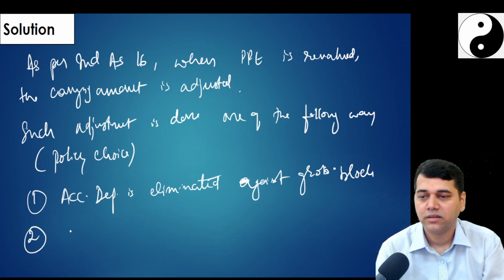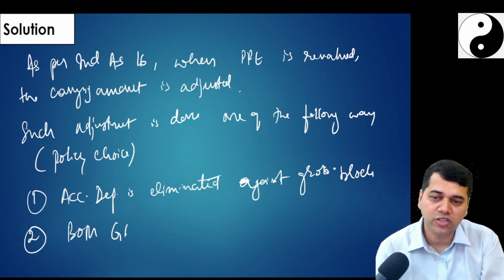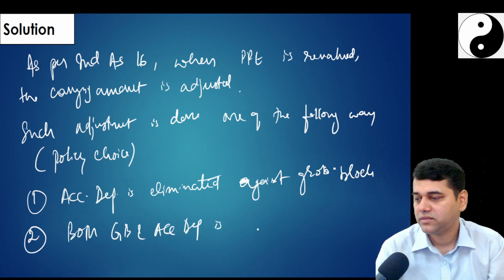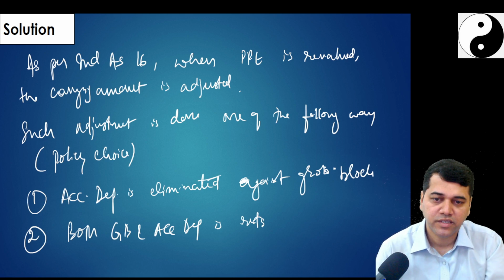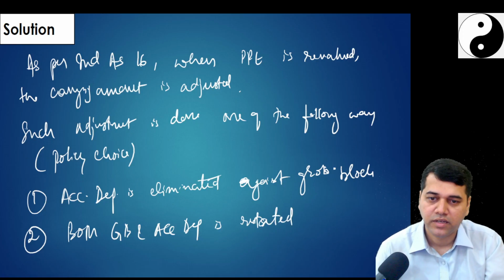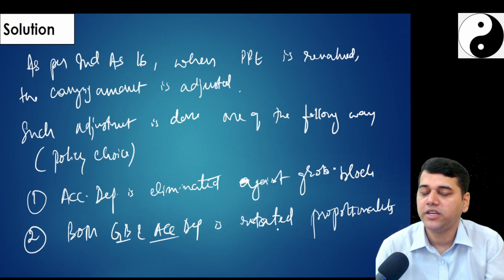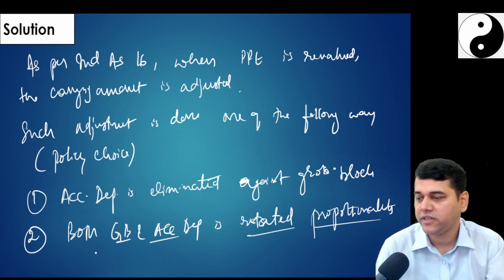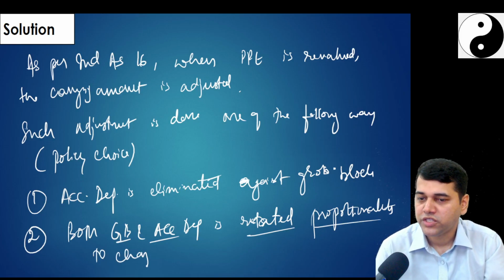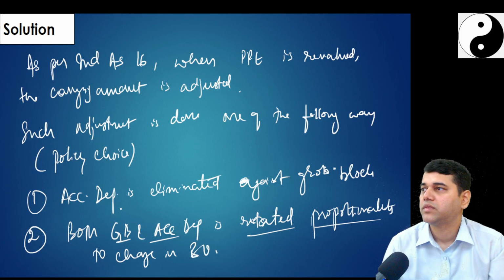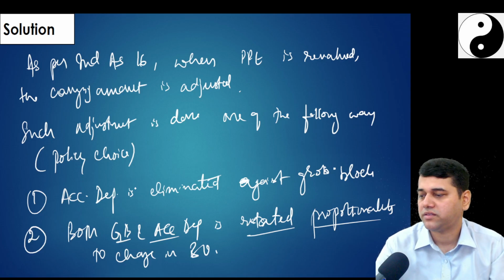Second, both gross block and accumulated depreciation are restated proportionately. Both gross block and accumulated depreciation are restated proportionately to the change in book value or carrying amount. Are you clear about this theory? Yes.